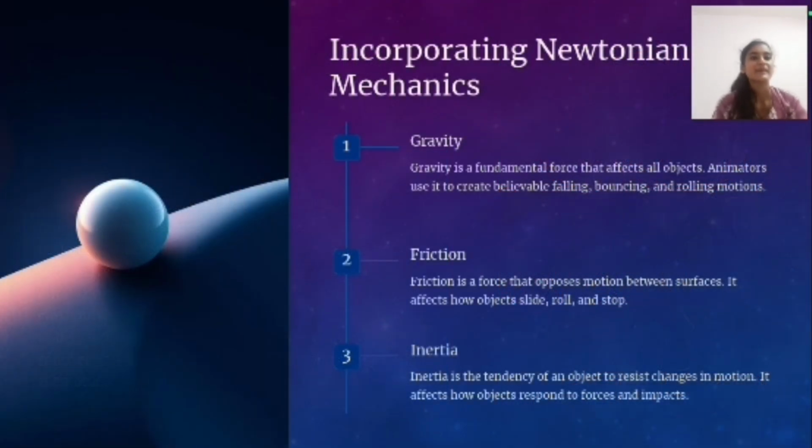The next parameter is incorporating Newtonian mechanics. Gravity is a fundamental force that affects all objects. Animators use it to create believable falling, bouncing and rolling motions. We already discussed many things about gravity earlier. Then we move on to friction. Friction is a force that opposes motion between surfaces. It affects how objects slide, roll and stop. Then inertia. Inertia is the tendency of an object to resist change in motion. It affects how objects respond to force and impact.